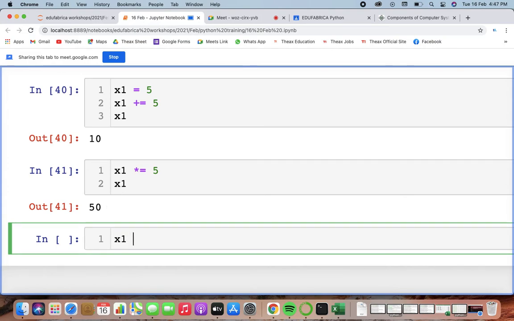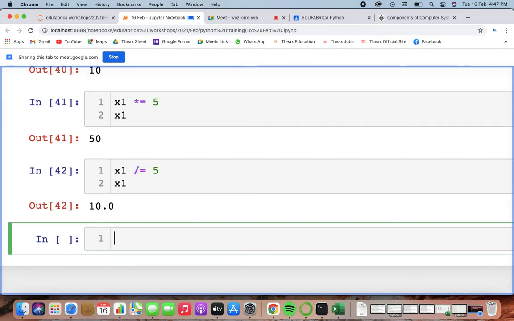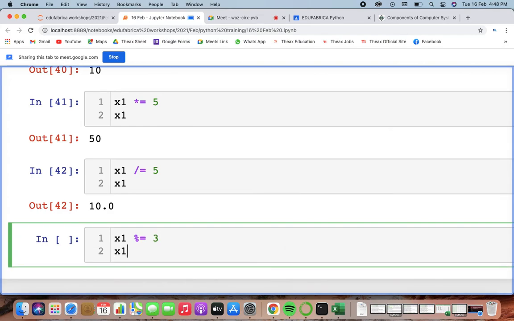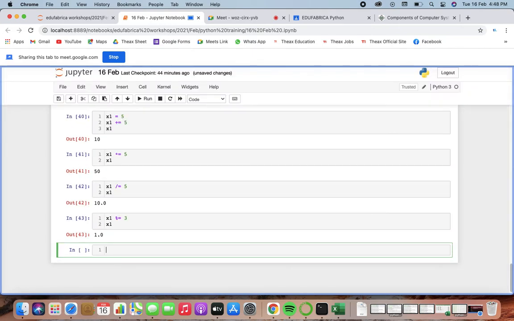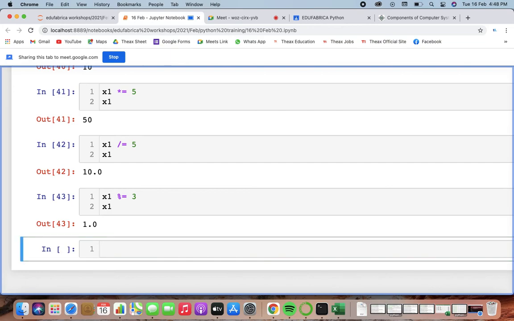Now x1 is 50. Now if I say that this is to be divided by 5, again it will give you 10.0. Similarly, when it is divided by 3, what's the remainder? It's 1.0. These are your assignment operators, how they are going to work. So plus equals, minus equals, multiplication, division, whatever arithmetic operators you have, just add an equals to sign with that. That's it. Next, now let's have identity operators.